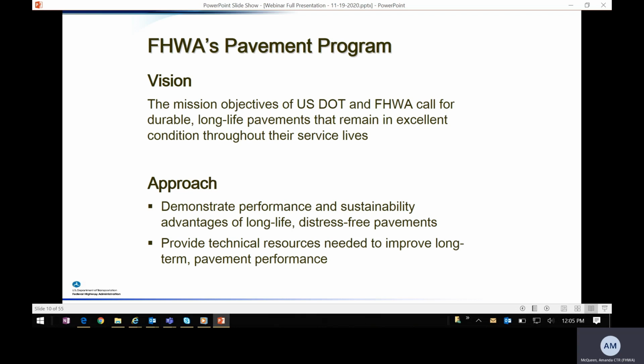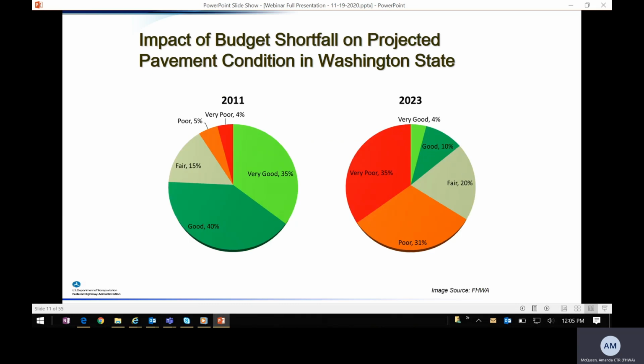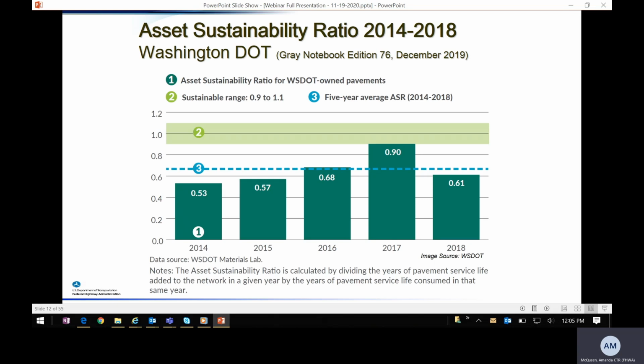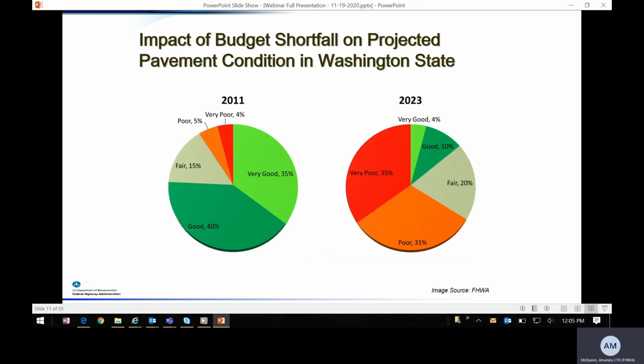And first, let me present some interesting data. This is from Washington DOT's Gray Notebook. This is data from 2012, Gray Notebook 48. Gray Notebook is a publication from Washington State that presents Washington State's pavement condition information. And I find that to be a very good source of information. I mean, all states have these reports, but I happen to like Washington State, the way that the information is presented.